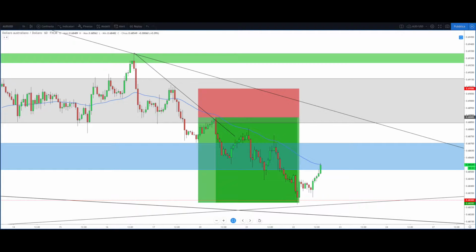We want to start with a big update on our trade on Australian dollar, US dollar that brought good profit to us this week, especially on the free Telegram channel. So really happy about this setup.